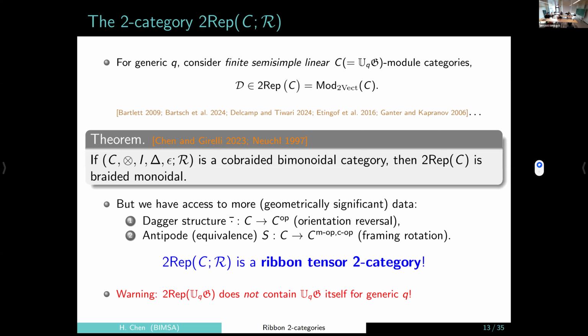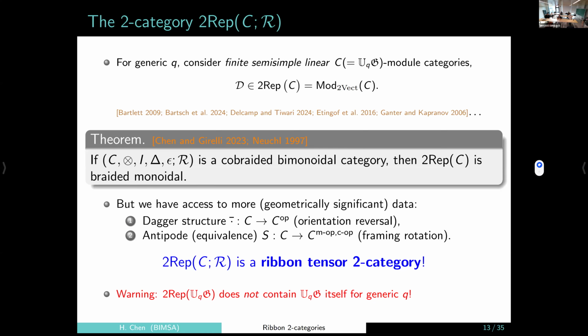But yes, there's this theorem in which if I have a bimonoidal category, then you can reconstruct all the braided monoidal structure for the two categories of two representations. And it's just a kind of a thing to do, right? The co-product gives you the monoidal structure and this guy gives you the braiding. You just map out all the coherence diagrams and it works.